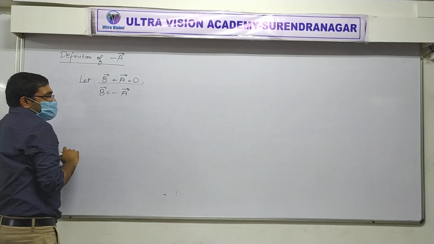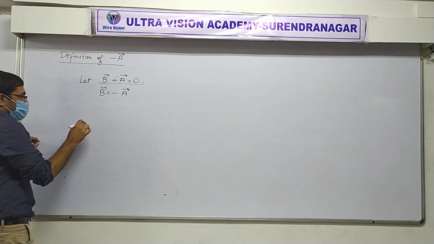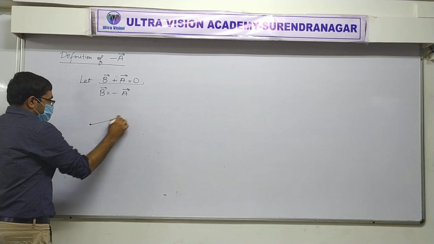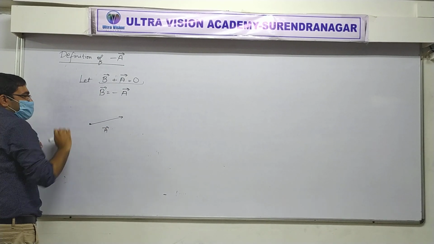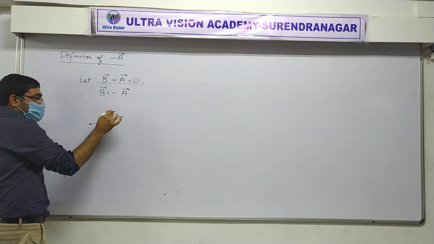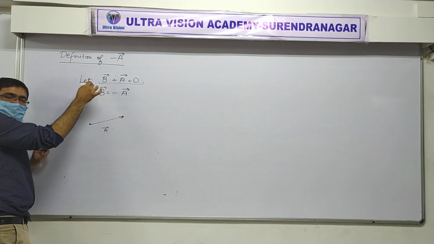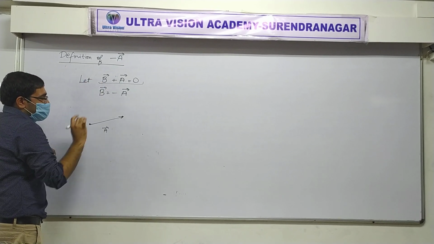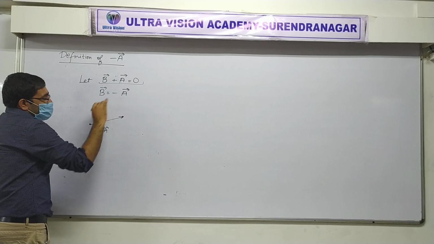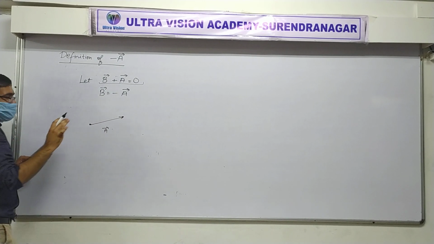Let's draw this by the triangle law of addition. So let's draw a vector a, for example here. Now, to use the triangle law of addition, from the head of a I should draw the second vector. So from the head of a, I'll draw b. But it should be such that the addition of both of them gives us 0. Now, what is the meaning of that 0 here?